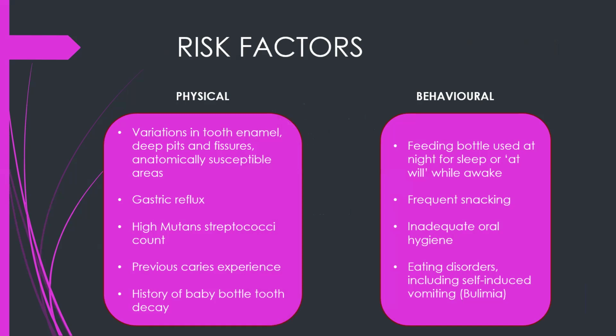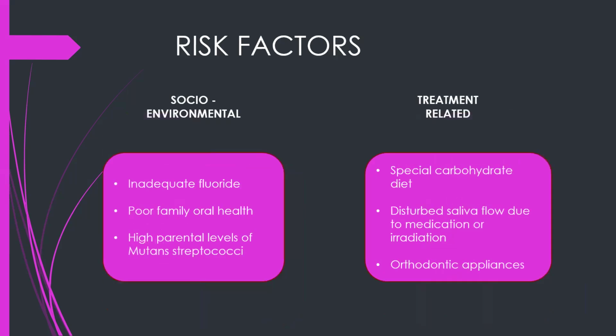If there are deep pit and fissures, anatomically susceptible areas, then you can think of giving pit and fissure sealants. If there is a high mutans streptococci count, you can go for diet counseling, and you can even think of giving fluoride varnishes. The behavioral risk factors are, especially in case of children, if there is a feeding bottle used at night, if the patient has the habit of frequent snacking, especially with sticky and sweet foods, and if there is inadequate oral hygiene, along with self-induced vomiting, such as bulimia.